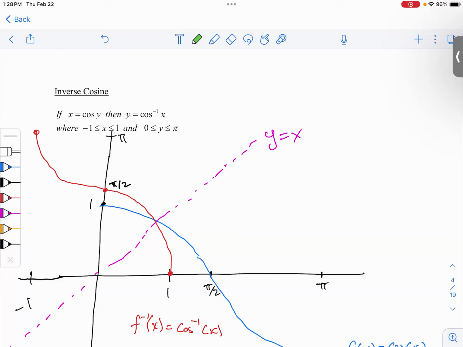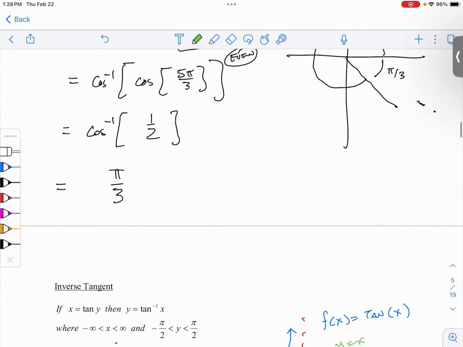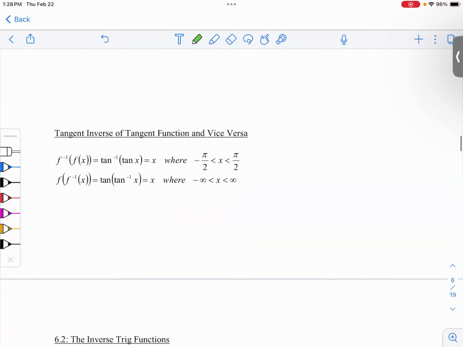Sine, tangent, cotangent, and cosecant were all initially odd. All their inverses are odd. Cosine and secant were even. Their inverses are neither. And that's why it's annoying. So see how those properties just keep helping us?